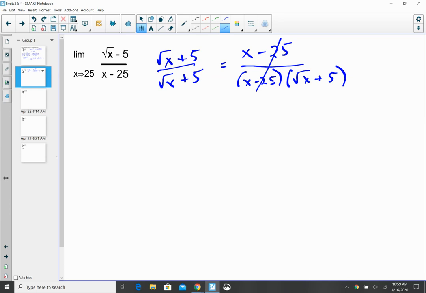Remember what I said about 0 over 0? That means something can cancel out, usually, that you can solve the problem with after doing that. Okay, now if this cancels out entirely on top, that does mean that there's a 1 up there. So really we're looking for the limit as x goes to 25 of 1 over the square root of x plus 5, and then plug in and you should get 1/10. Alrighty?